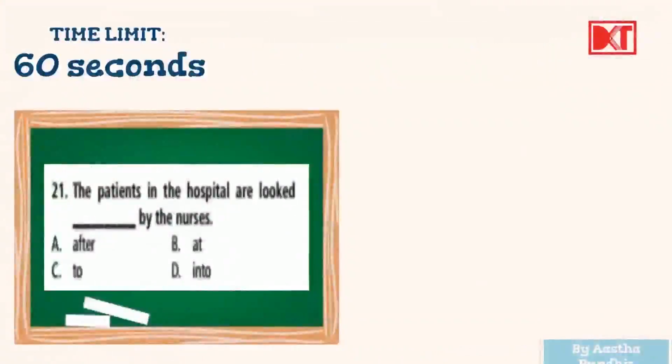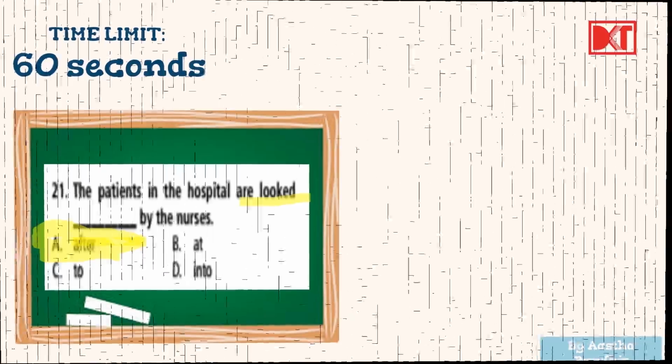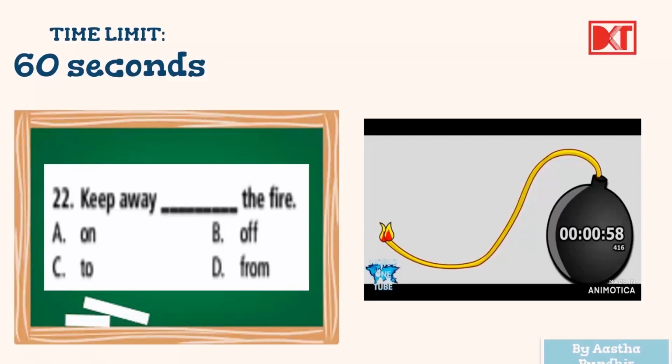Next up, we have: the patients in the hospital are looked dash by the nurses. Looked after by the nurses, at by the nurses, looked to by the nurses, or looked into by the nurses. So here the correct answer is that the patients in the hospital are looked after by the nurses. Looking after someone is like taking care of someone. It's looking after. Okay. So your time starts now.